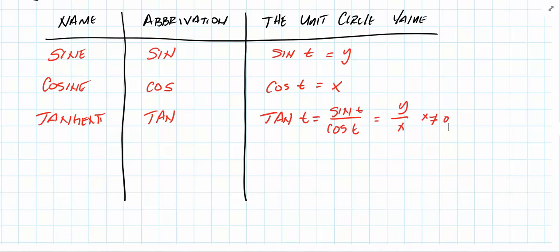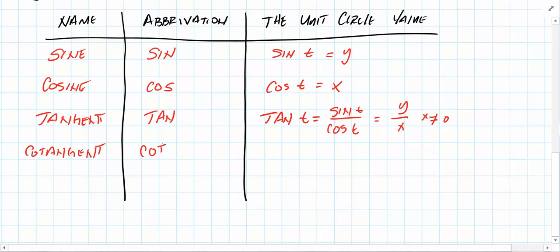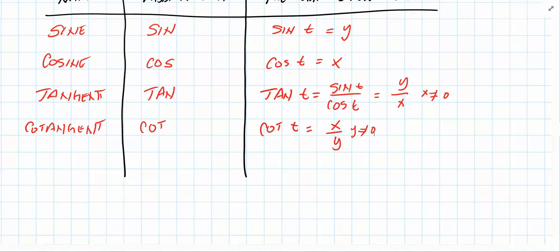Remember what they are? Name one of them. Good, cotangent. We'll do that one next. Okay, cotangent. What's the abbreviation for cotangent? COT. Please do not say cot of anything. Okay. So the cotangent of t is equal to x divided by y as long as y does not equal 0. And why can't y equal 0 in this case? Because you can't divide by 0. Very good.